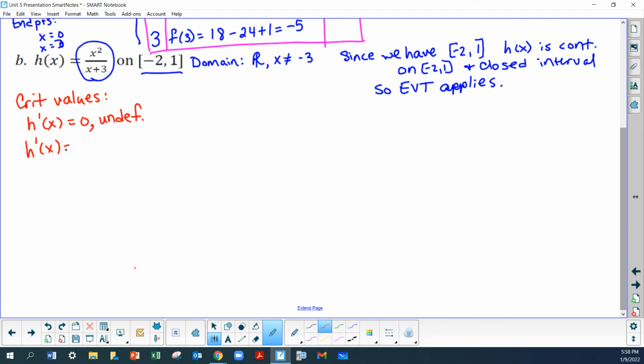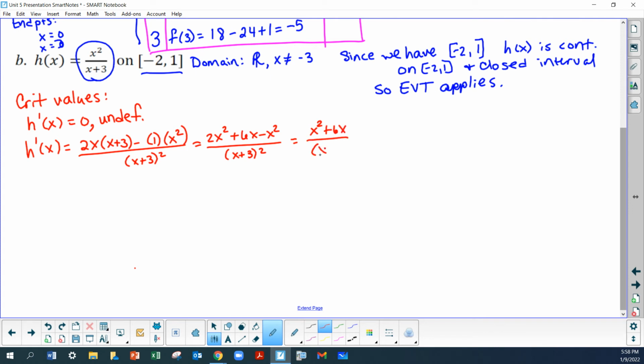H prime of x equals derivative of the top times the bottom minus derivative of the bottom times the top all over bottom squared. If you need to review your quotient rule, take a moment, hit pause, and go do that. Simplifying this, I would have a 2x squared plus 6x minus x squared over, don't expand the bottom, you'll be better off in factored form. And finally, that's going to get me down to an x squared. Is it okay if I just cancel? I don't like you guys to cancel it out, so I won't either. What's the harm in just taking a little more space?